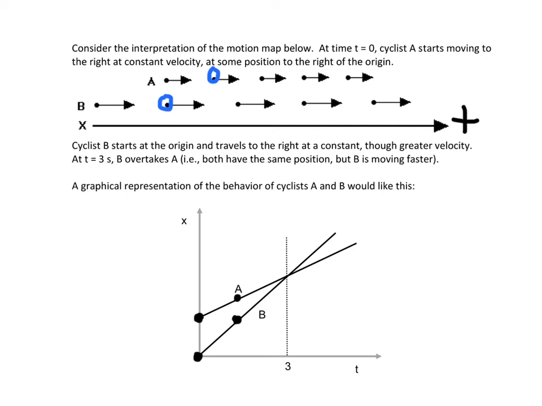We can continue with this method 2 seconds after the scene begins. A has now moved a little bit further. B has moved a little bit further as well. And you can see that actually B, at 2 seconds, is getting much closer to A. And so you can see here at the pivotal point, 3 seconds into this analysis, the motion map tells us they're actually at the same position. That corresponds to the intersection of the graphs.